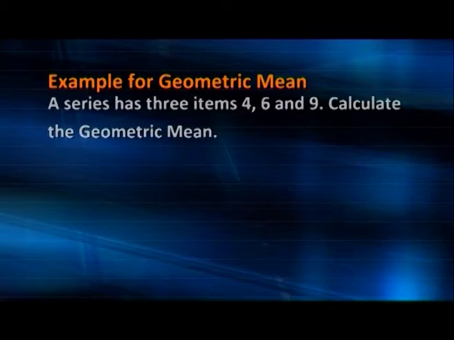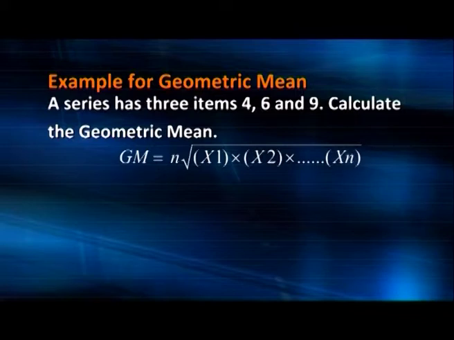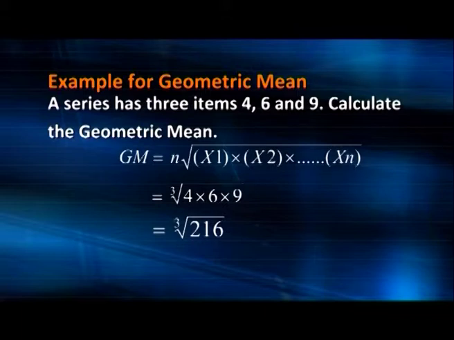Let us take an example of a series having 3 items, 4, 6 and 9, and find their geometric mean. In this case, the geometric mean G is equal to the cube root of the products of the variables 4, 6 and 9, which is equal to the cube root of 216, which is equal to 6.